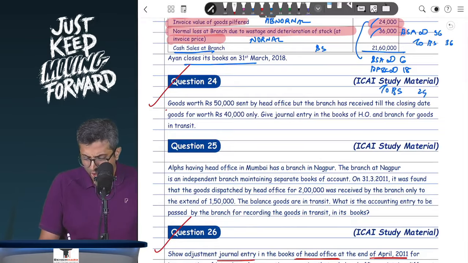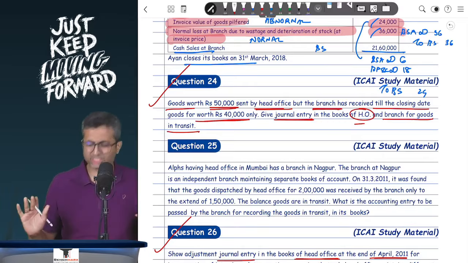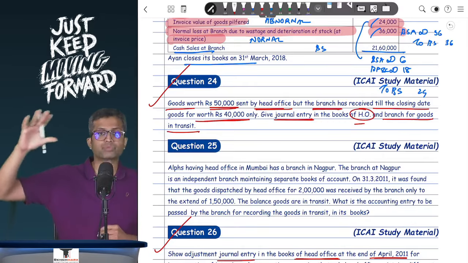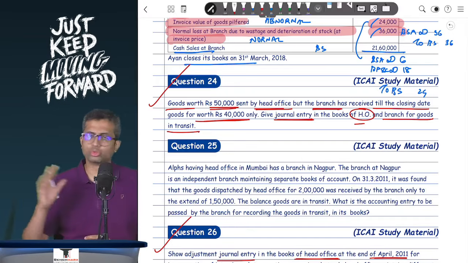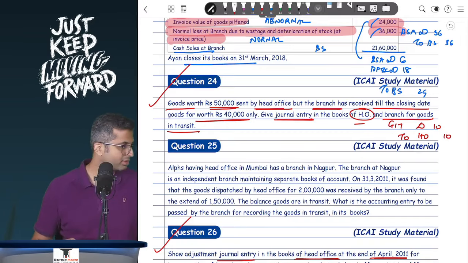Question 20. Goods worth 50,000 are sent by the head office, but the branch has received till the closing goods worth only 40,000. Give the journal entry in the books of the head office and branch for goods in transit. For head office, you don't need to pass any entry for goods in transit. It is already passing branch account debit to goods sent to branch 50,000. But in the books of the branch, there would be goods in transit account debit to head office worth 10,000. This is your 24. Yes, it's a very basic question.